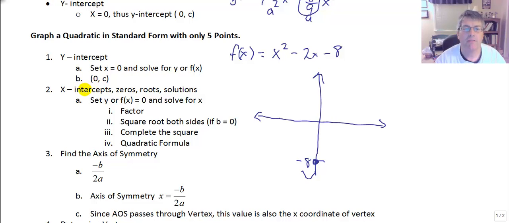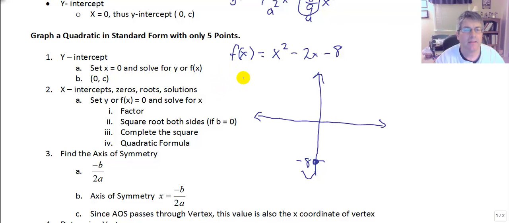The second thing we can try and find are the x-intercepts. If we have real x-intercepts, that'll be very helpful. If we have imaginary ones, then we have some other things we need to do. But find the x-intercepts, or the zeros, or the roots, or the solutions. There are 4 ways to determine the x-intercepts depending on what you're given in standard form. Certainly, if you can factor, you want to be able to factor that. If b is equal to 0, if you have no linear term, then you can square root both sides and find your x-intercepts. You could complete the square, and of course you can always use, as a last resort, the quadratic formula.